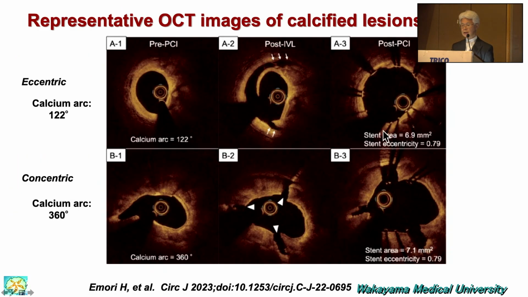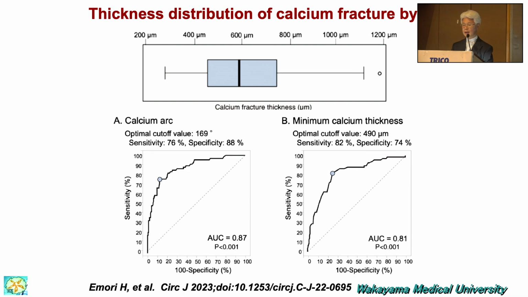And also this is an IVL result. Yes, the upper side is the eccentric calcium, the lower side is concentric calcium. In a case with circular calcium, after IVL you can make a crack as shown in this slide. However, very thick calcium in the eccentric type is sometimes difficult to crack, even if we use an IVL as shown in this slide.